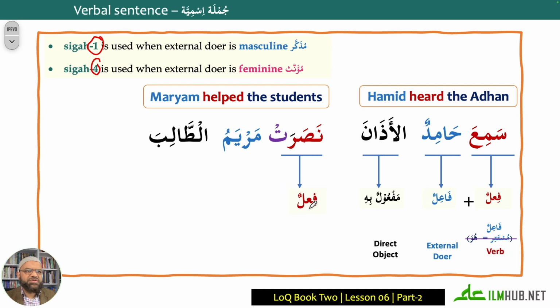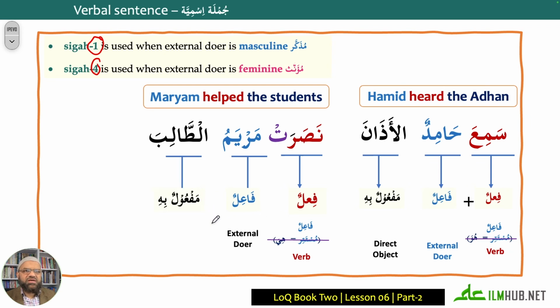Again, very simple principle, fi'lun, and of course it has a hidden doer, which is here. But because of Maryamu, we're going to cancel that doer in our translation. So we have here fa'il, which is the doer. Maryam helped, past tense, external doer, and at-taliba is our direct object, which is, of course, an ism, not a pronoun. So Maryam helped the students, I should say. So you can see here the basic principle.